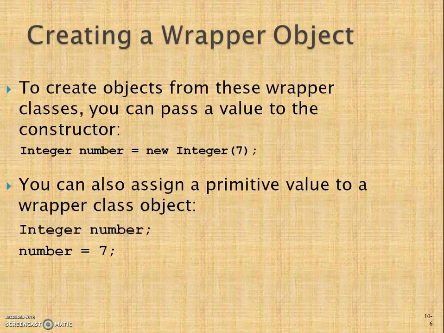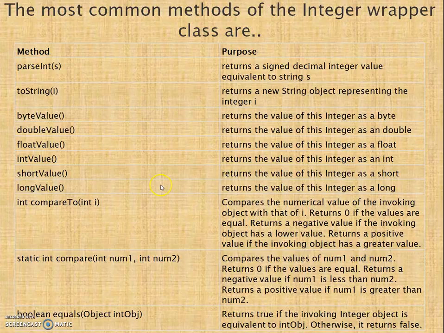To create an object from these wrapper classes, you can pass a value to the constructor, and you can also assign a primitive value to a wrapper class. Here I am quoting it like this.